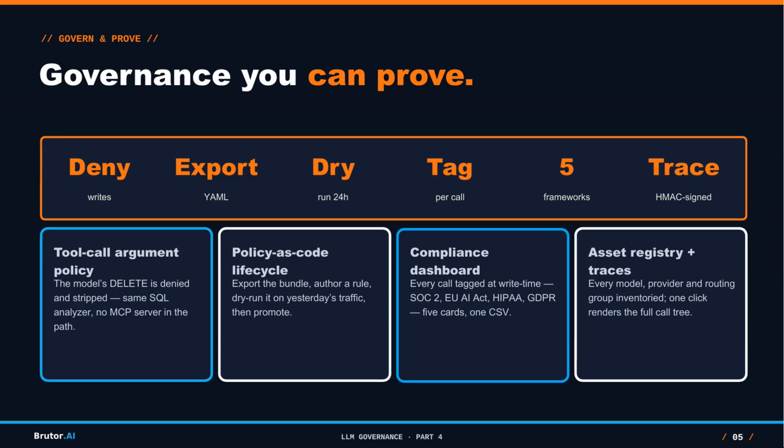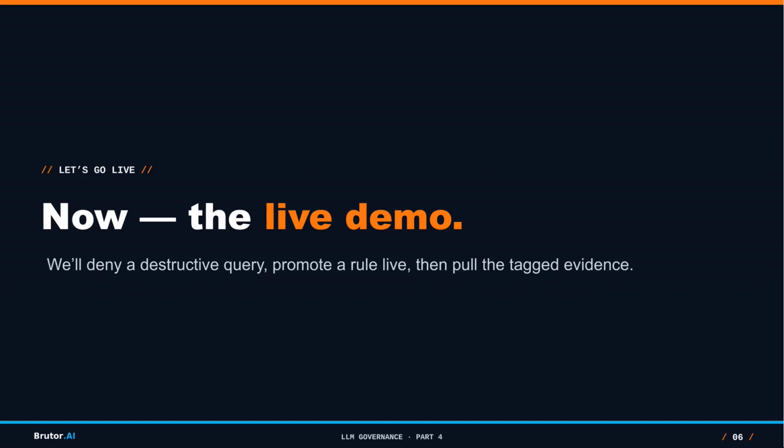A policy as code lifecycle. Export, author, dry run, promote. A compliance dashboard where every call is tagged at write time, and an asset registry with signed traces. Now, the live demo. First, how it's configured in the admin console. Then we'll deny a destructive query, promote a rule live, and pull the tagged evidence.